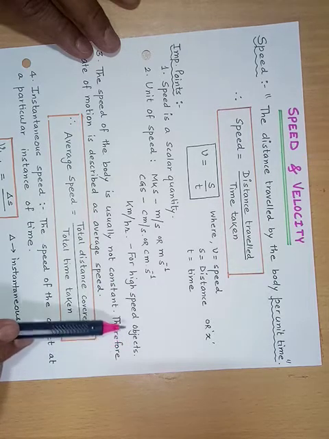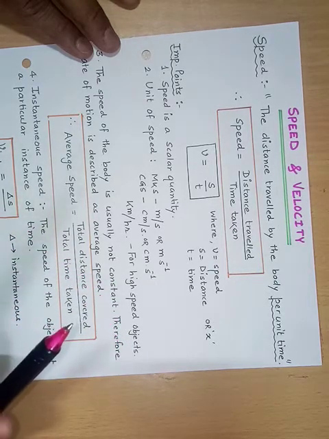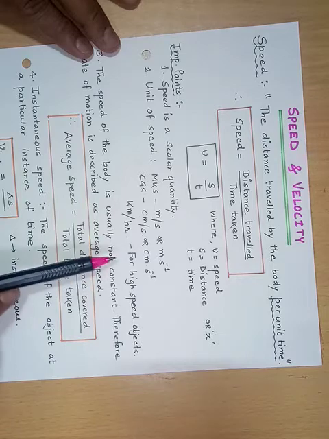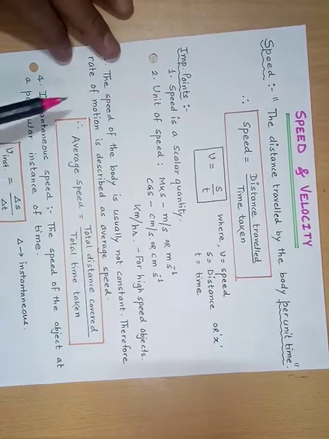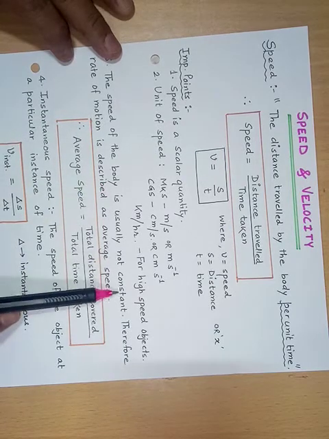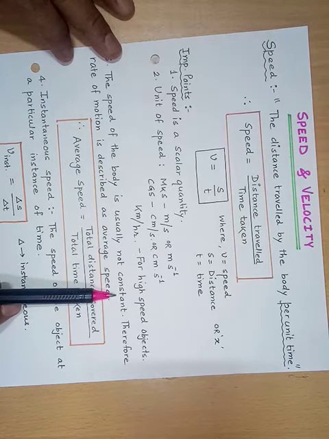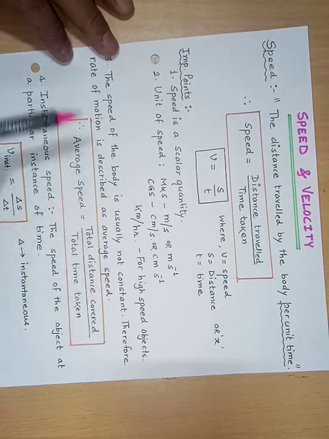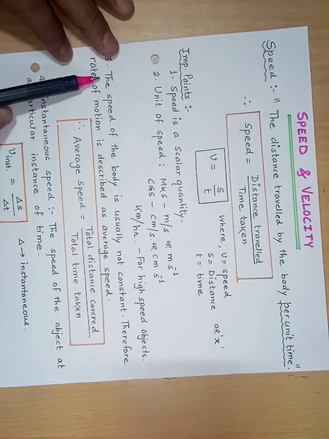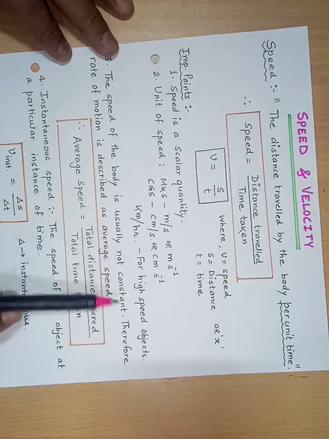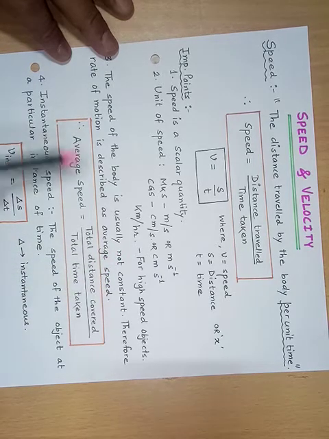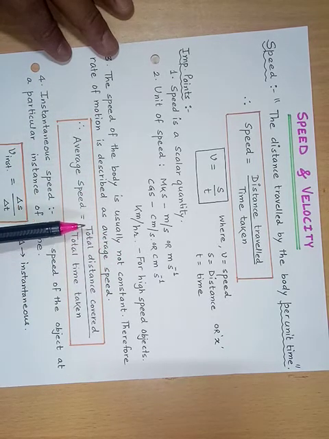So when the object covers more distance in less interval of time, then this particular kilometer per hour unit is being used. The speed of the body is usually not constant. This is our experience, that sometimes we have to increase the speed, sometimes we have to decrease the speed. So we can say that in normal life, or in general motion, the speed of the body is usually not constant. So when the speed is not constant, we have to take the average speed.